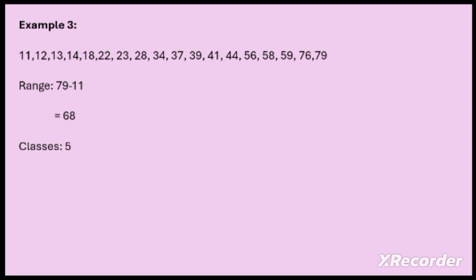Now, for example, if I have been asked to divide the whole data into 5 classes, I have to find the class width. How am I going to find the class width? I will divide the range by the number of classes, which is 5. My range was 68 and the number of classes is 5, so 68 divided by 5 is 13.6. If I round 13.6 to the nearest whole number, it will be 14. So my class width will be 14.